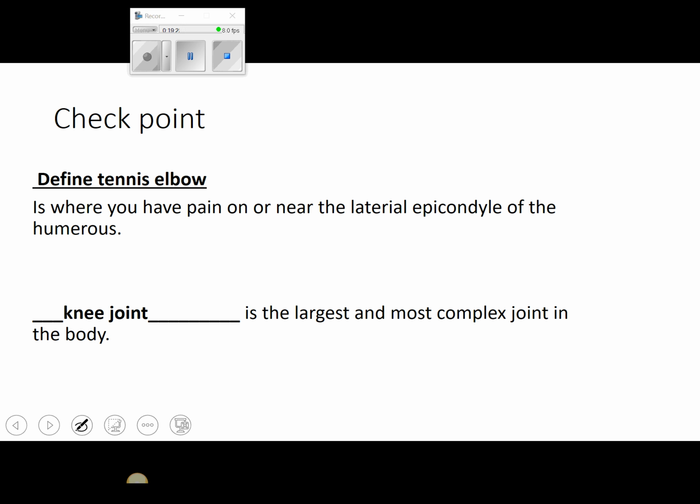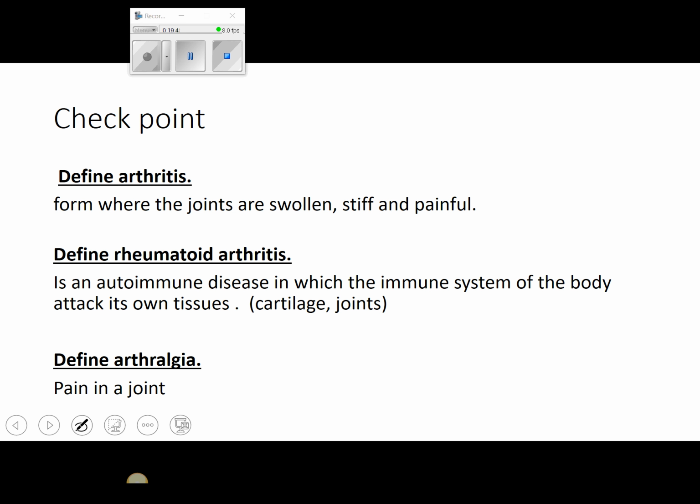Tennis elbow. This is where you have pain on or near the lateral epicondyle of the humerus. That is usually caused by an improperly executed backhand. What happens is the extensor muscles are strained or sprained, resulting in the pain. And of course, the knee joint is the largest and most complex joint in the body. Arthritis is inflammation of the joints, so it's where the joints are swollen, stiff, and painful. Define rheumatoid arthritis. That is an autoimmune disease in which the immune system of the body attacks its own tissues, like the cartilages and the joint linings. Define arthralgia. That's the pain in a joint.